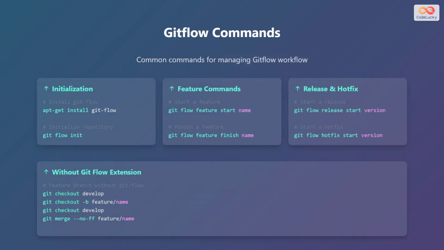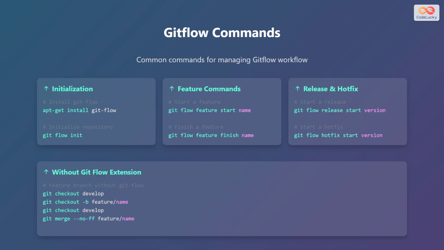Gitflow provides a set of commands to streamline the workflow. To start, initialize Gitflow if you haven't already, then initialize the repository. For feature branches, use git flow feature start name to begin a new feature, and git flow feature finish name to complete it. Similarly, git flow release start version and git flow hotfix start version are used to start release and hotfix branches, respectively.